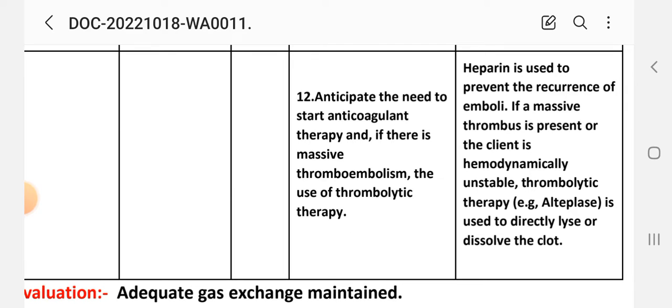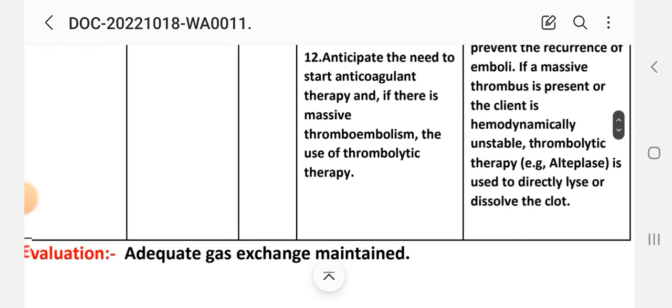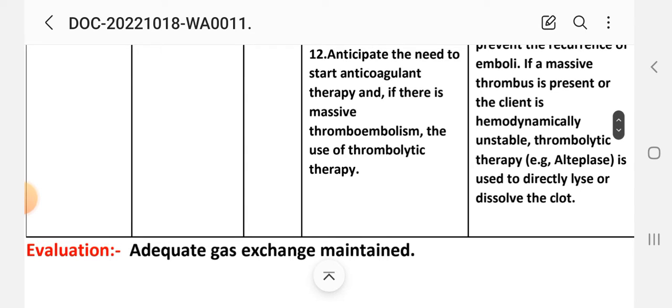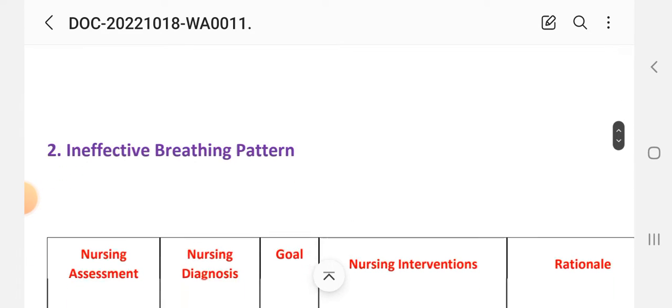After providing these interventions, we write here the evaluation of this care plan. Here evaluation is adequate gas exchange maintained. This was the first care plan. Next, let's see the second care plan.